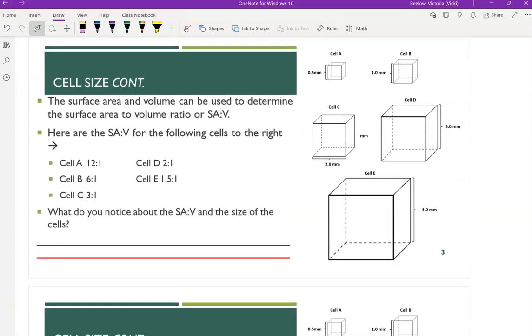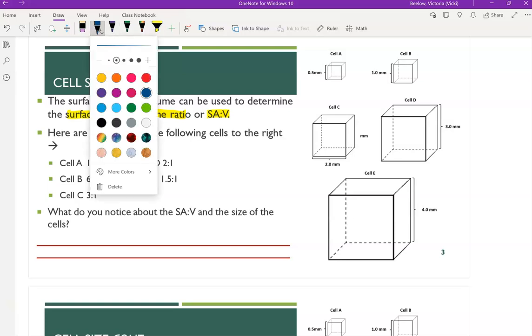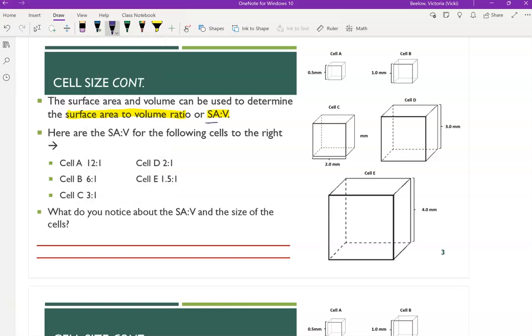All right, so what we can look at is what we call the surface area to volume ratio, or this is just a simpler way to represent it, SA:V. So surface area to volume ratio. We're comparing the surface area to the volume, and typically you're going to see it written like this. How much surface area do you have per volume?